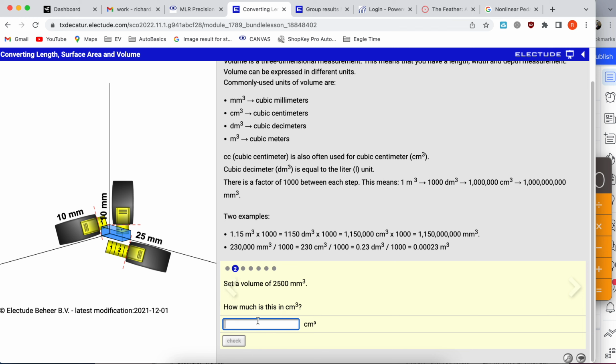For the text portion of the question, we can use our chart up here and recognize that we're doing all of our movements by 1,000. So to go from 2,500 millimeters cubed to centimeters cubed, we just need to divide by 1,000. That moves the decimal 3 places left and becomes 2.5.